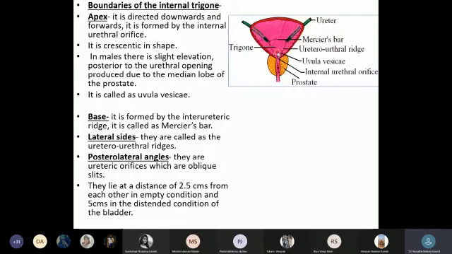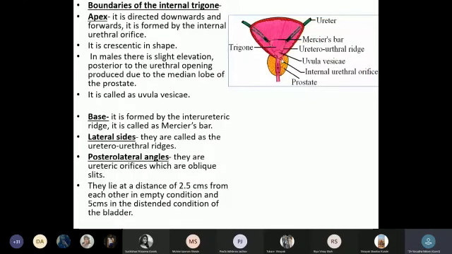This is the base here, which runs between the two ureteric orifices, and the muscle coat of the ureter forms this boundary. It is running like this. It will produce an elevation, which is called the Mercier's bar. So the base will be formed by the Mercier's bar, and these are the two lateral sides. These lateral sides are called the uretero-urethral ridges. Uretero-urethral ridges. Can you follow?